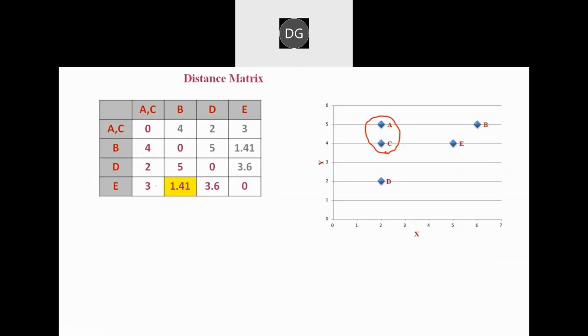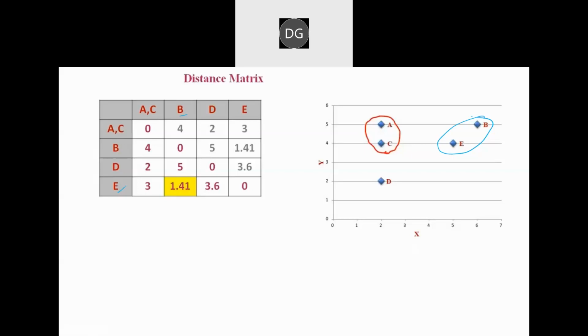Okay, so which 2 points are creating that minimum value? B and E are creating that value. So I have got AC already. Now I will join BE also. So once I have joined BE, again my matrix will change.